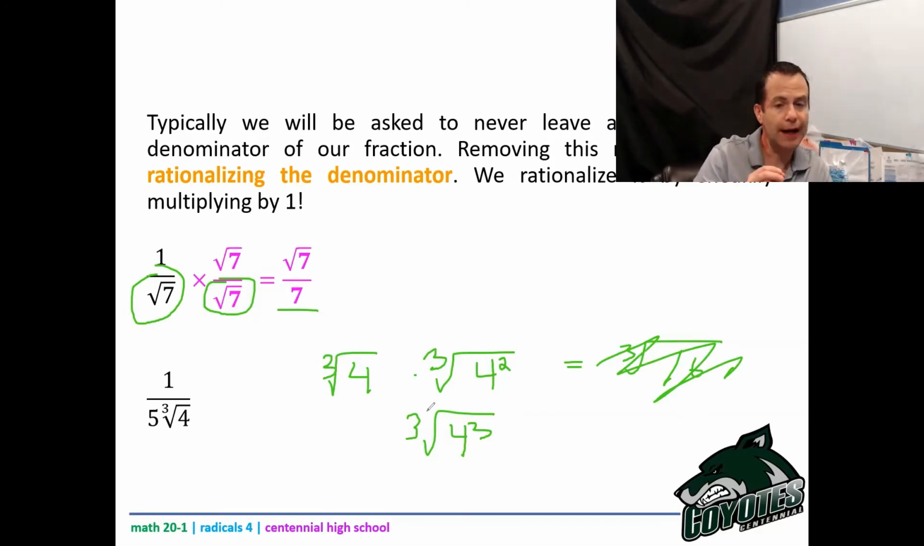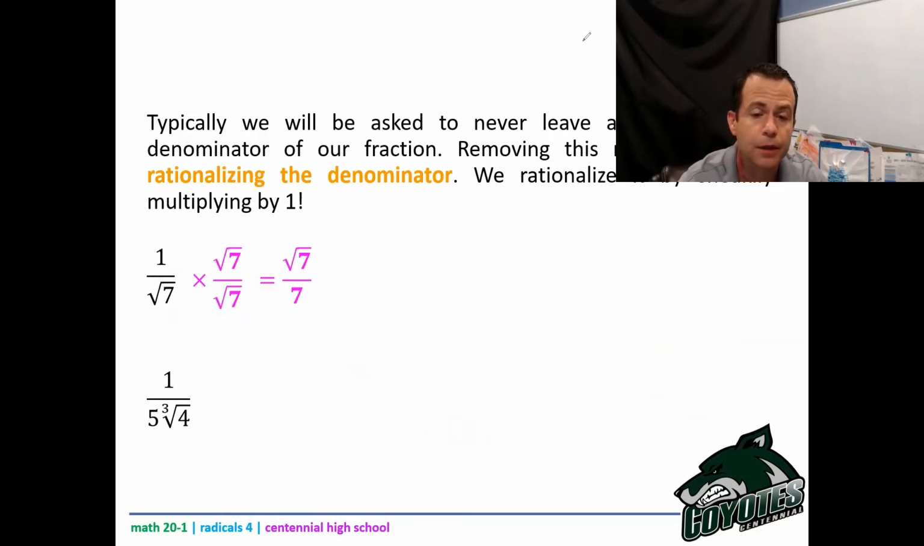So when I have to think about, I don't always just multiply by itself. I have to think about what do I have to multiply by so that I can get rid of the radical that I see. Okay, so for this example here, we are going to multiply by cubed root of 4 squared over cubed root of 4 squared. Okay, now on the bottom, that's just going to give me a 4.